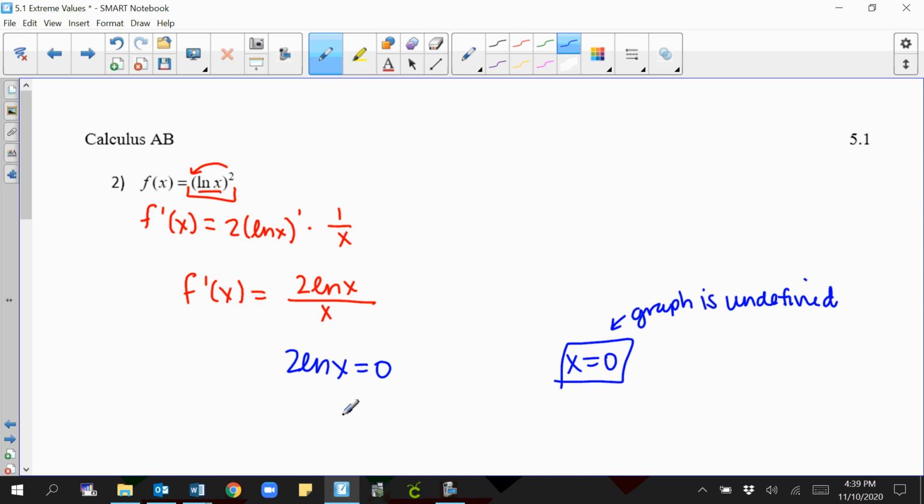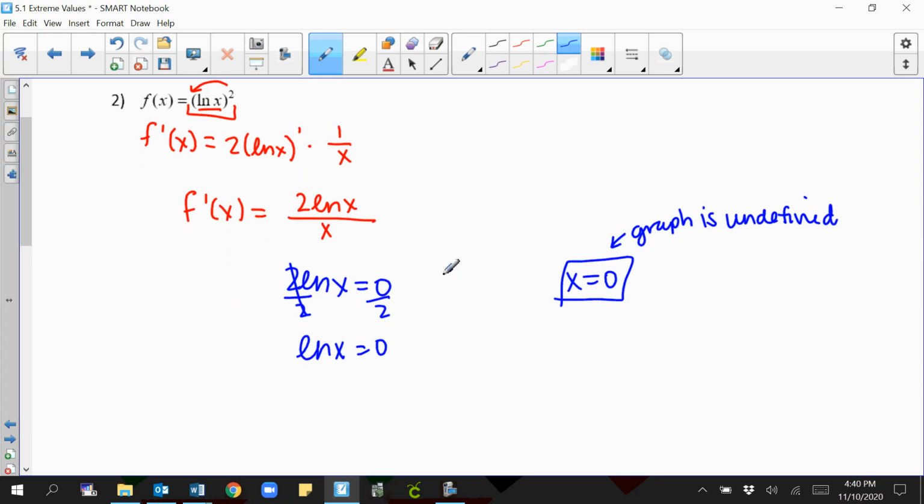And this one, let's go ahead and solve it for 0. So I'm going to divide both sides by 2. So I have the natural log of x is equal to 0. And like I was just saying, anytime you take the natural log or any log of 1, it's going to equal 0. So that means that x equals 1. I was just getting ahead of myself on that last one. So our critical value is just going to be that x is equal to 1. Our graph is undefined at 0, so that's not going to count as a critical value.